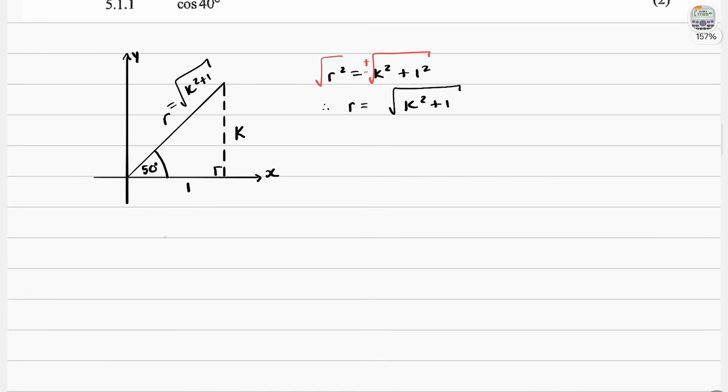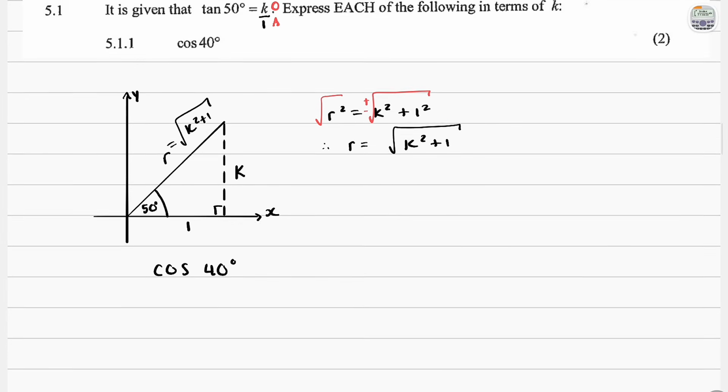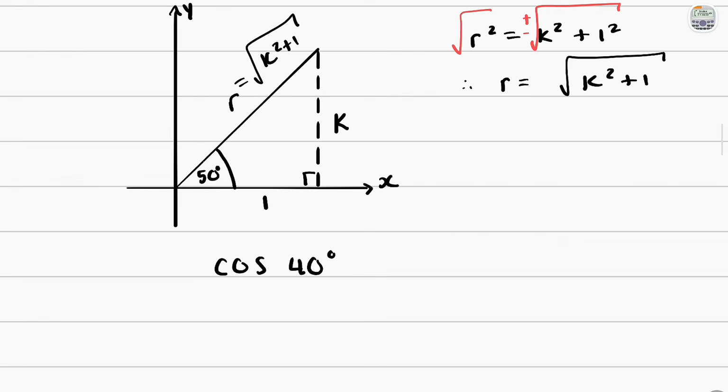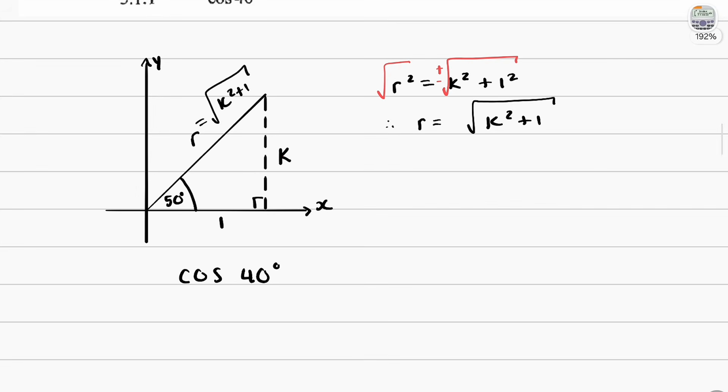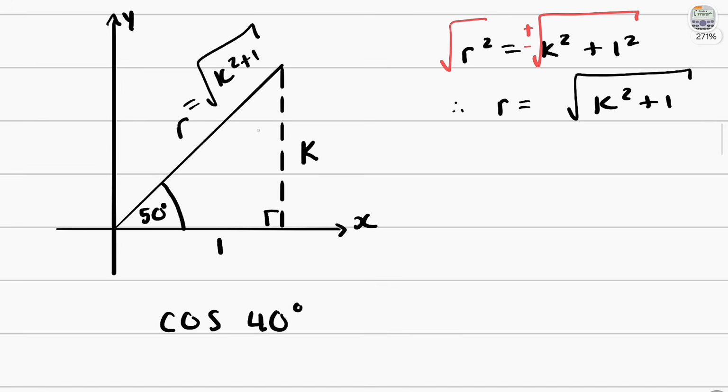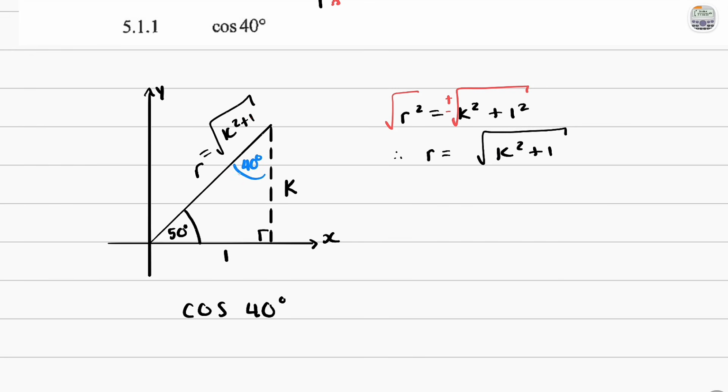And now we can find what they asked us to find, cos 40 degrees. So we have 50 degrees here and all the other sides. With 40 degrees, you can do this in two ways. You can either decide to use cofunctions, or you can actually just find this angle over here. The angles in a triangle add up to 180 degrees. And so 50 degrees plus 90 degrees plus 40 degrees give you 180 degrees. Let me just change that to blue instead.